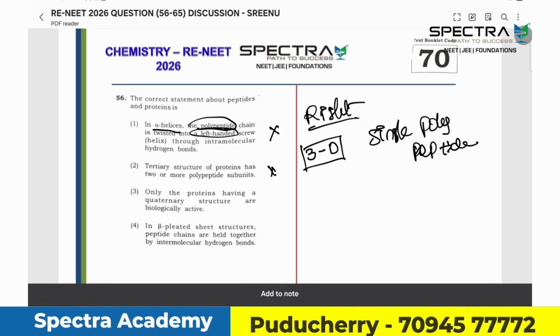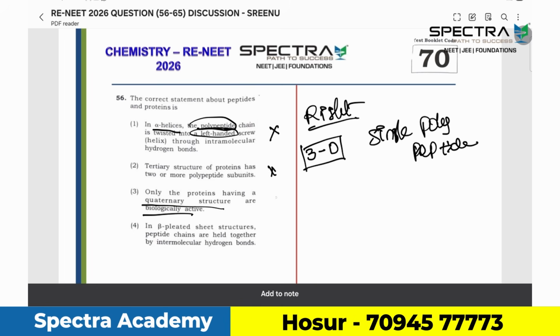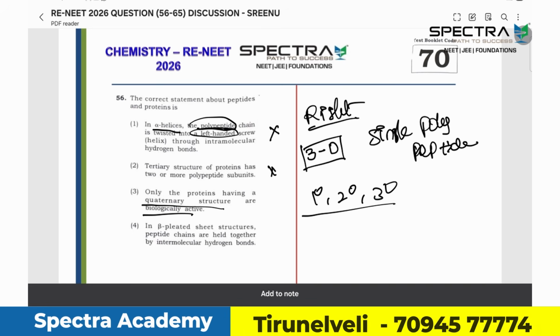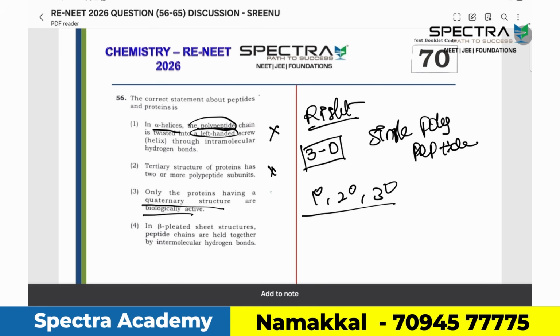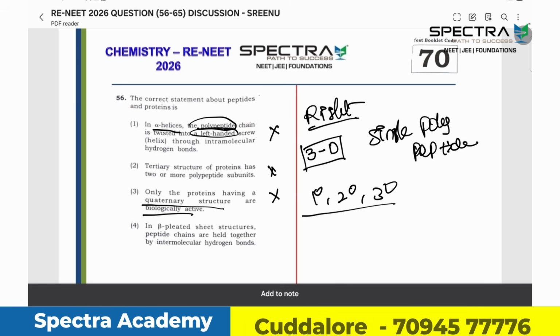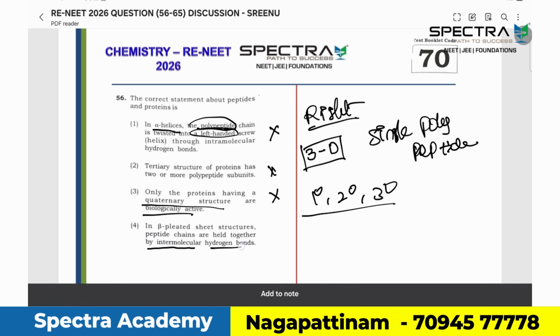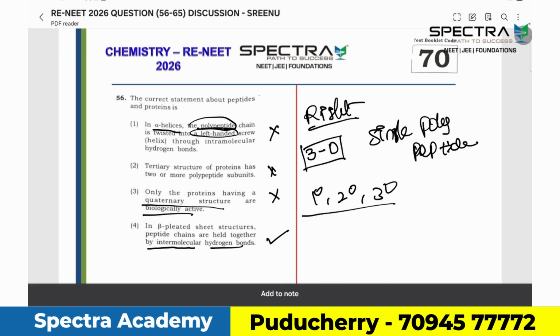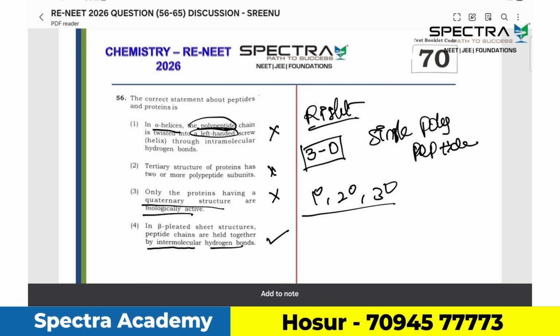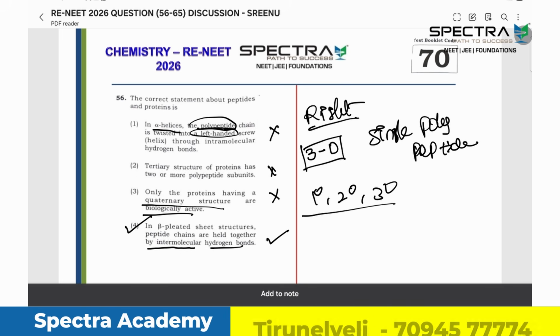Can go to the third one. Only the proteins having quaternary structure are biologically active. Again, it is not necessary to be a quaternary structure. Even primary, secondary and tertiary structures of proteins can also be biologically active. So statement 3 is also wrong. Fourth one, in beta pleated structures, peptide chains are held together by intermolecular hydrogen bonds. That is true. We know that the two polypeptide chains are held together by intermolecular hydrogen bonds. Option 4 is correct for this.